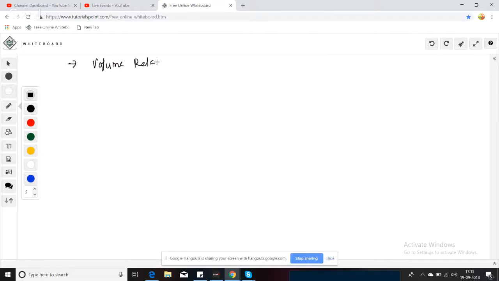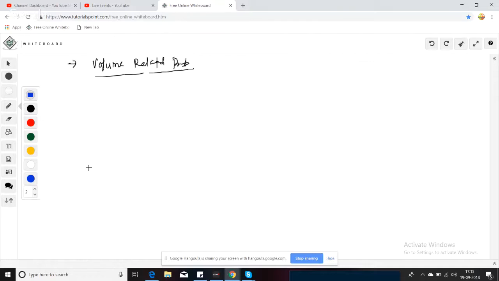Volume related problem. Okay, now we know volume is directly proportional to what? The number of moles. Okay, so we can directly use the volume term in the expression of it.